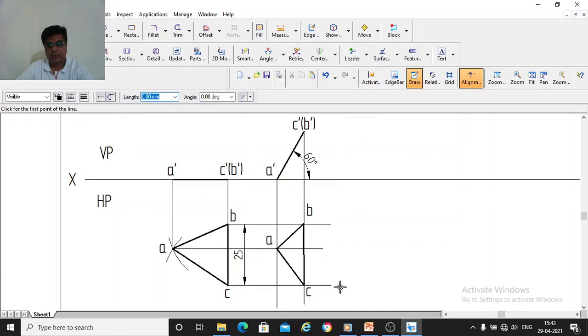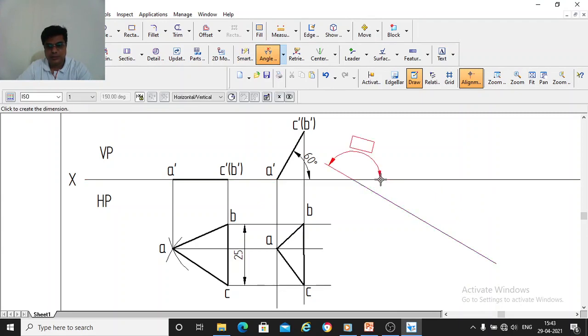So leave some small gap here. You start from here, draw a line, thin line, any length line at 30 degrees. So draw one thin line at 30 degrees to the vertical plane. In the top view it will be on HP. So you can check the angle. So this angle should be 30 degree. So using your protractor, you draw this line at 30 degree.